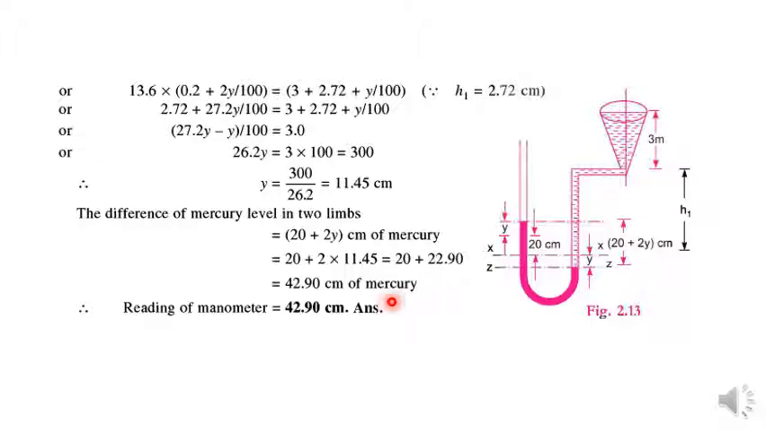So in this particular case, first of all the y needs to be determined, and then 20 plus 2y will be the difference between the mercury levels, meaning it will be the reading of the manometer or the pressure head caused by the fluid within this manometer.